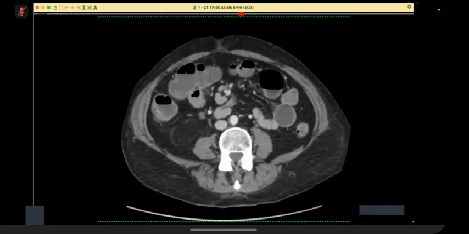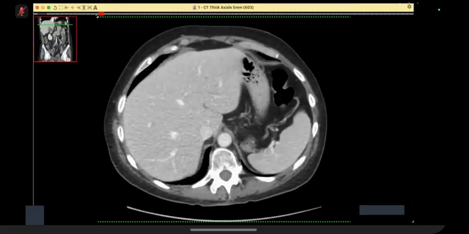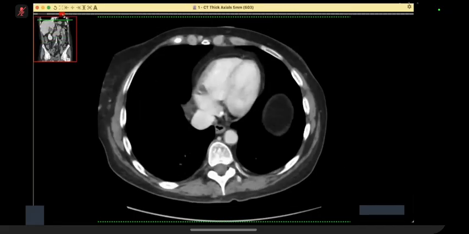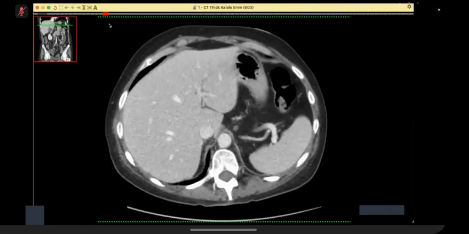Okay, doctor, I requested remote control. So this is a CT scan of the abdomen and pelvis. I'm scrolling through the case, then I'll start to comment.